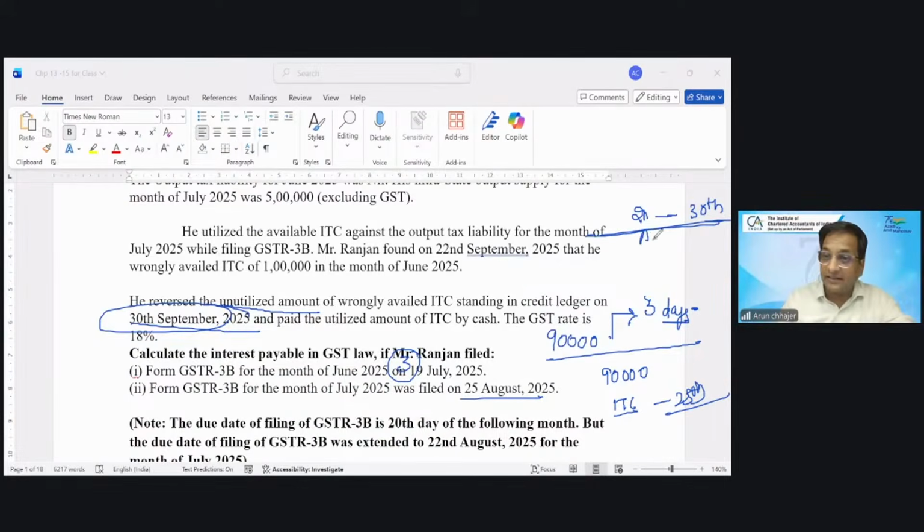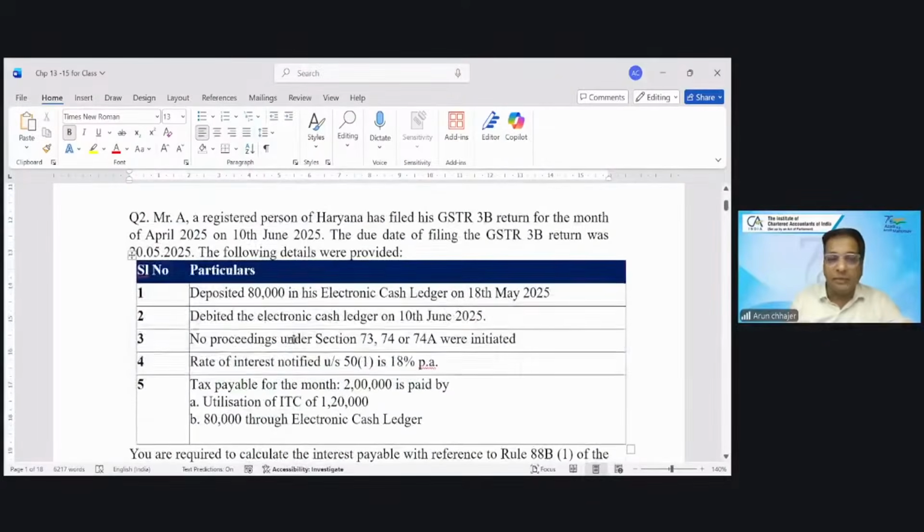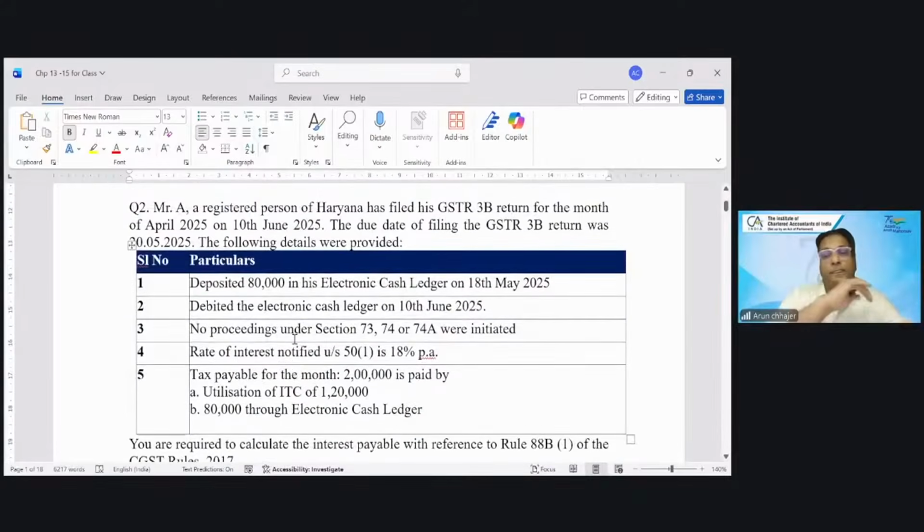22nd August to 30th September. I hope this question is clear. You can just calculate it and just confirm the amount. Let me go to question number 2. I am giving 2 minutes to read the question and then we will solve the same.